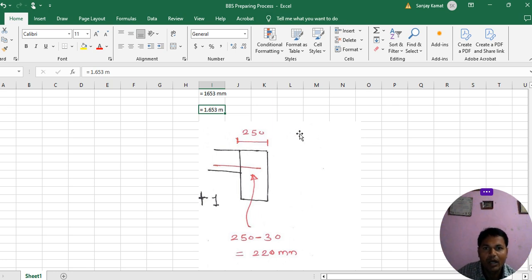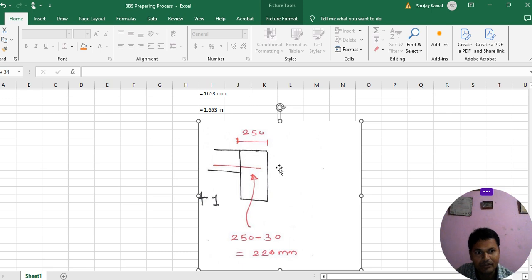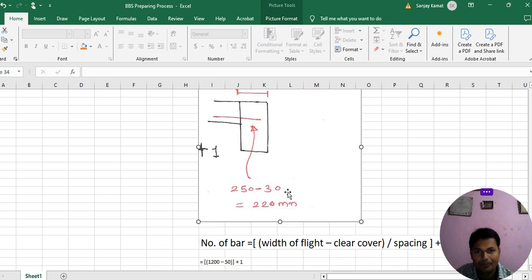Okay, now we are going to solve for this figure, this beam. The width, breadth of this beam is 250 mm. Then the length of this bar is 250 minus, because we are reducing this space, and this space is 30 mm. We are taking this part only, from here to here, up to the red line only. So 250 minus 30 will be 220 mm.